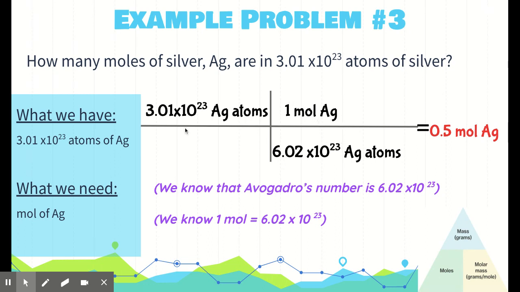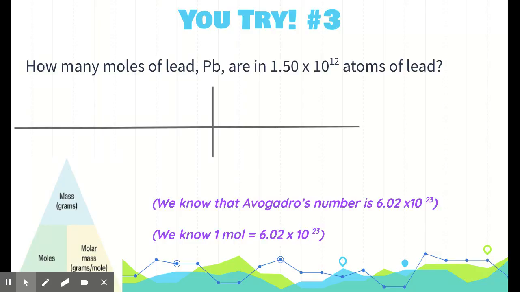So once we get all of our numbers in the right places, you just solve for this. So it'd be your 3.01 times 10 to the 23rd times 1 divided by 6.02 times 10 to the 23rd. So we end up with 0.5 moles of silver. So if you guys want to pause this again and try this one on your own.